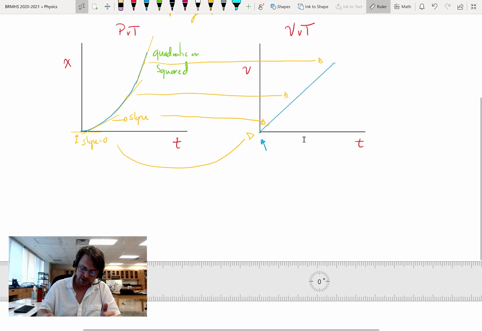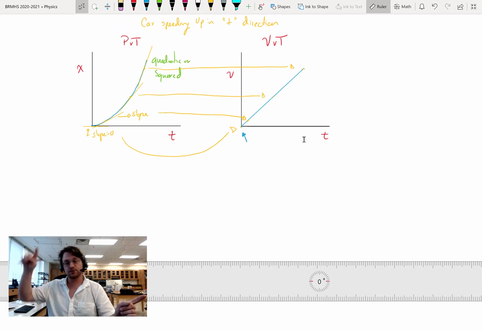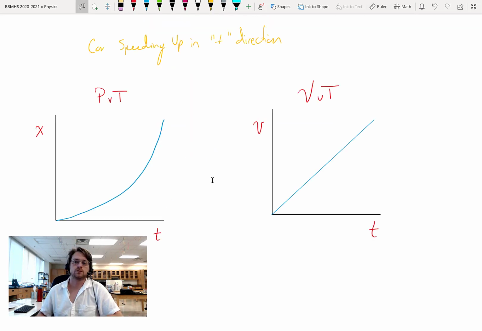We're going to do another example because we need to look at something we can see on the velocity versus time graph that'll take us back to position. So let's use that same example, a car speeding up in the positive direction. Okay, so I have the same scenario represented again, same position versus time on the left, velocity versus time on the right. We've got a car speeding up in the positive direction.